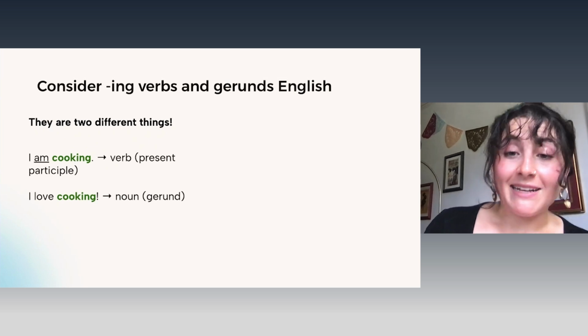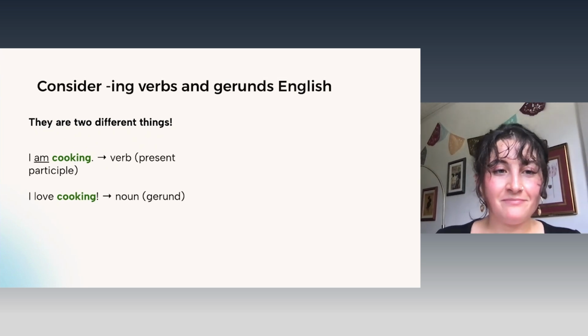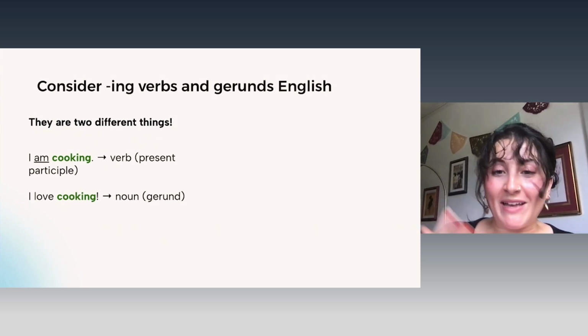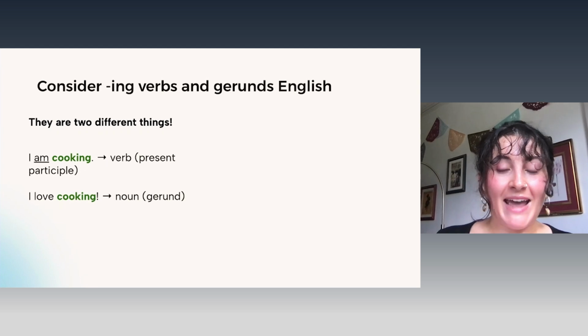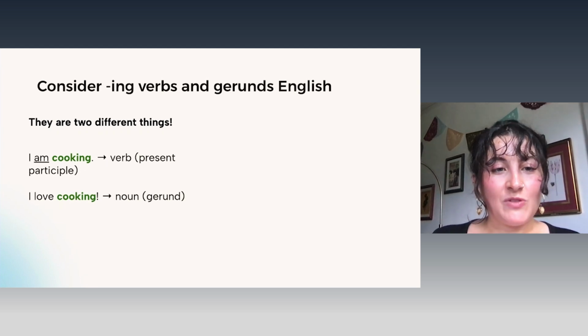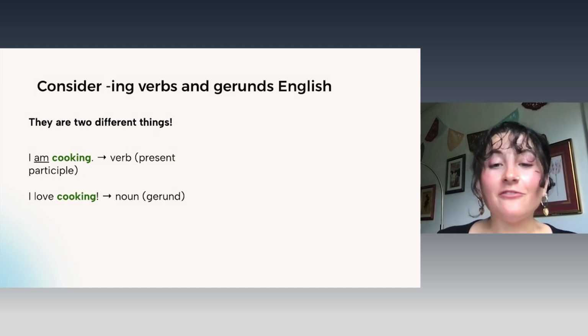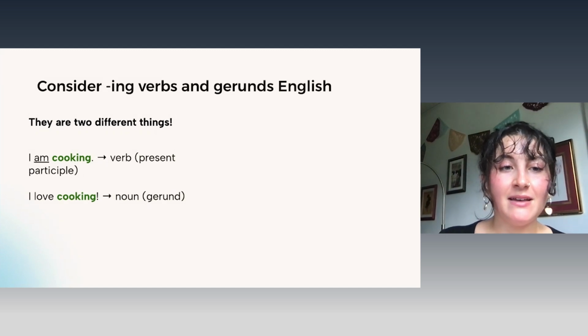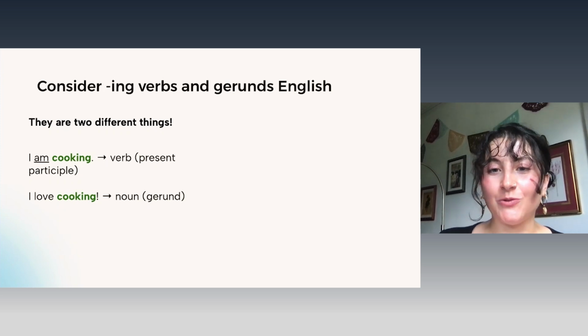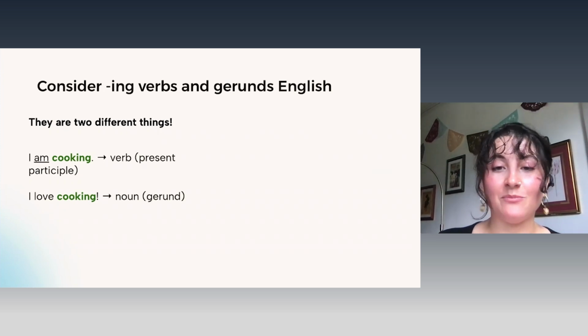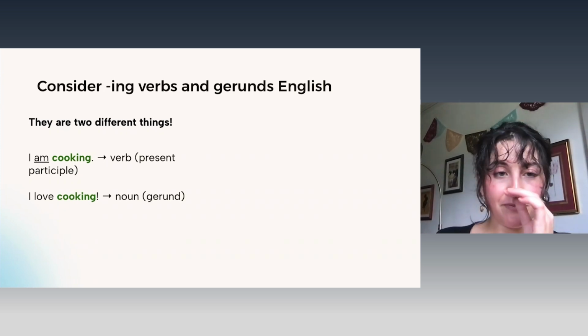So an example of an ing verb is I am cooking. So I am doing the act of cooking. So this is a verb, or specifically a present participle. Whereas a gerund is a noun. So I love cooking. This has turned cooking, the verb, into a noun version. And they just happen to look the same, but they are not the same part of speech.